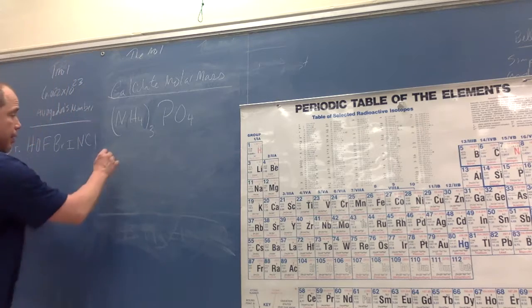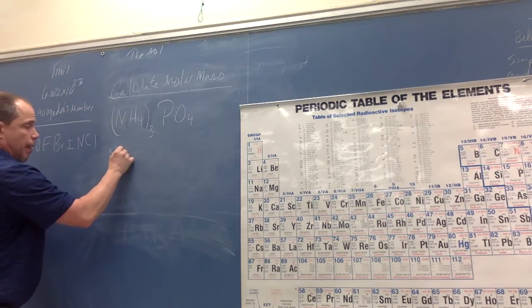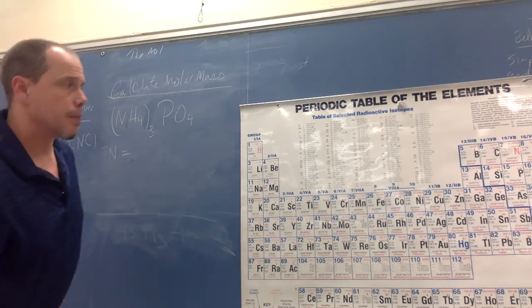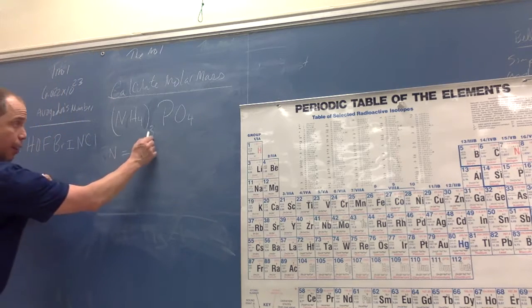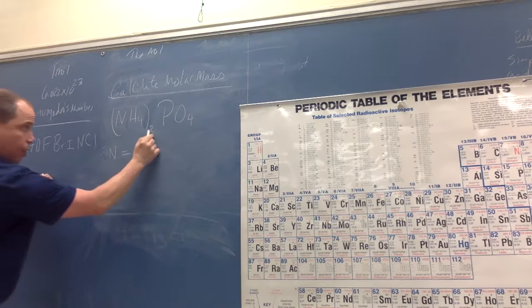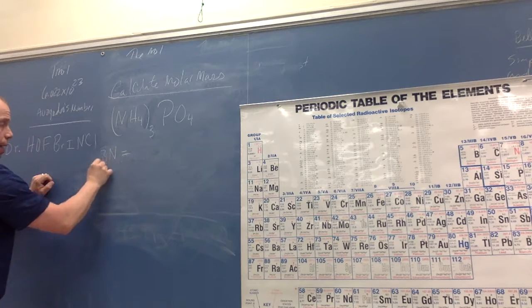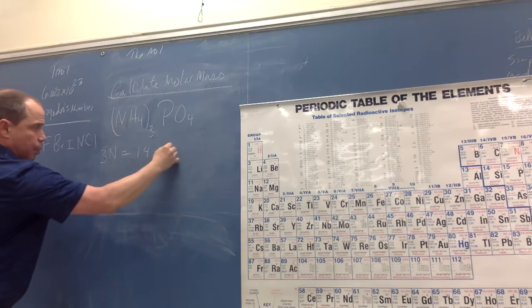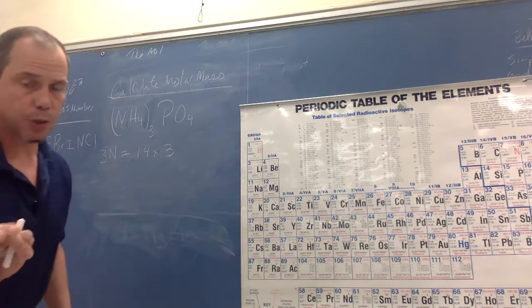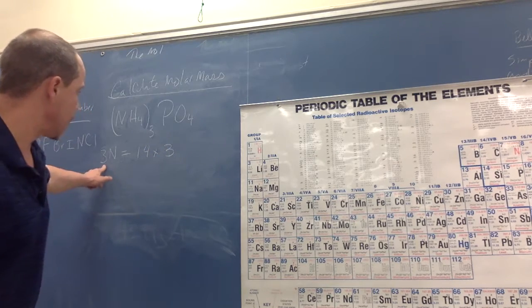Nitrogen has a molar mass of 14 grams. And I have 3 nitrogens, each worth 14 grams. So I'll have to take that 14 grams and multiply that by 3. Each one's worth 14 grams, and I have 3 of them.